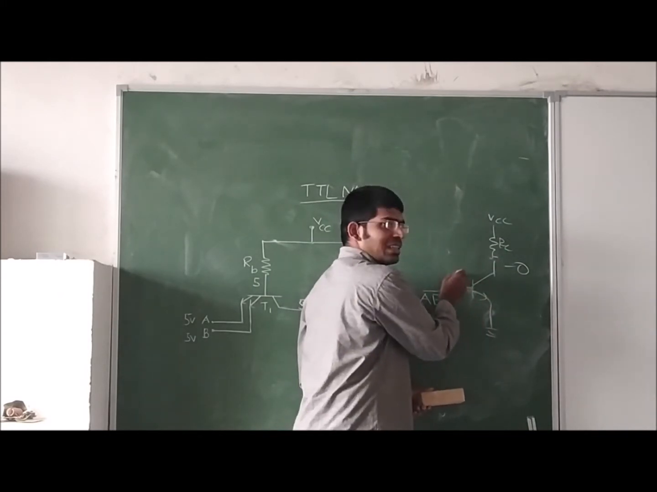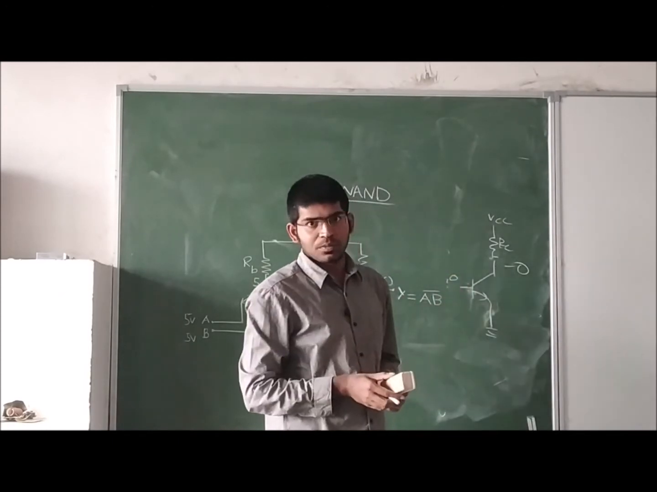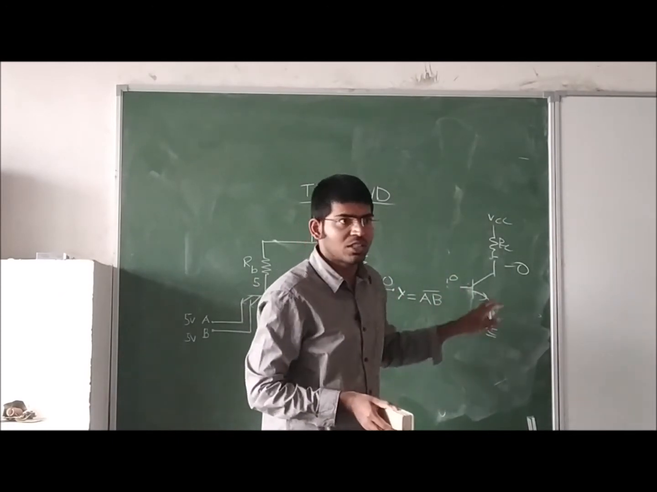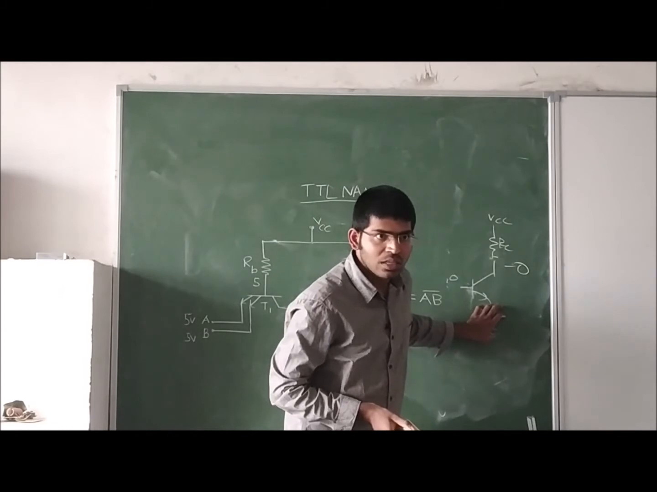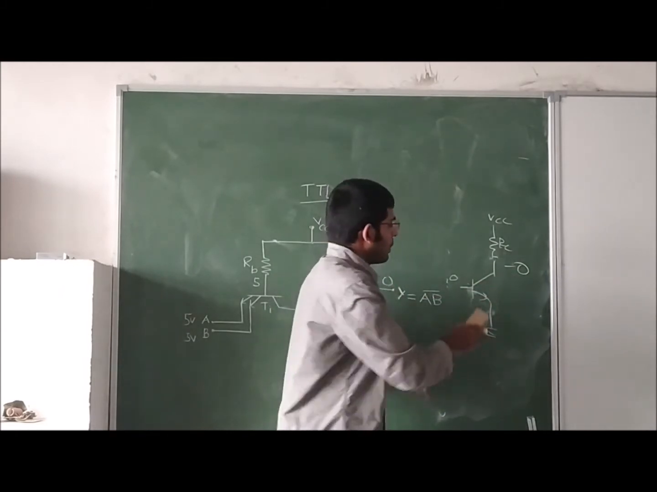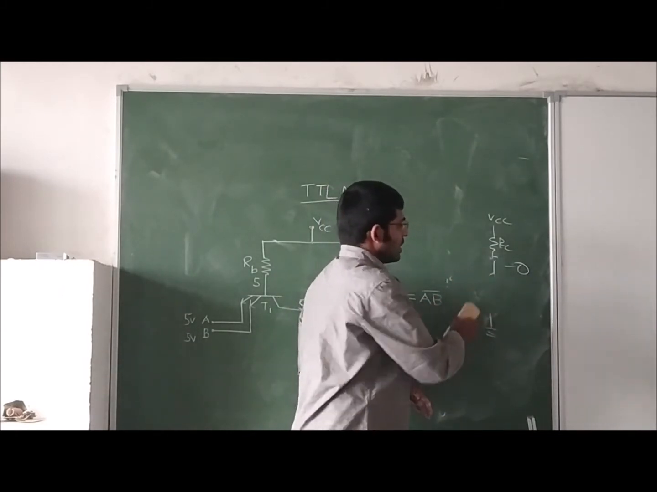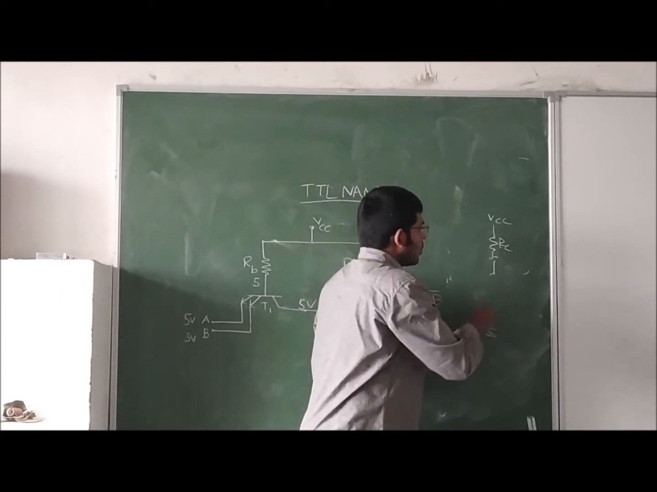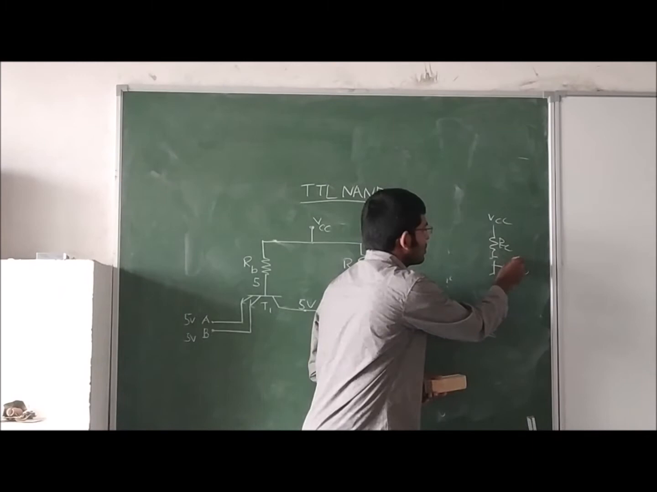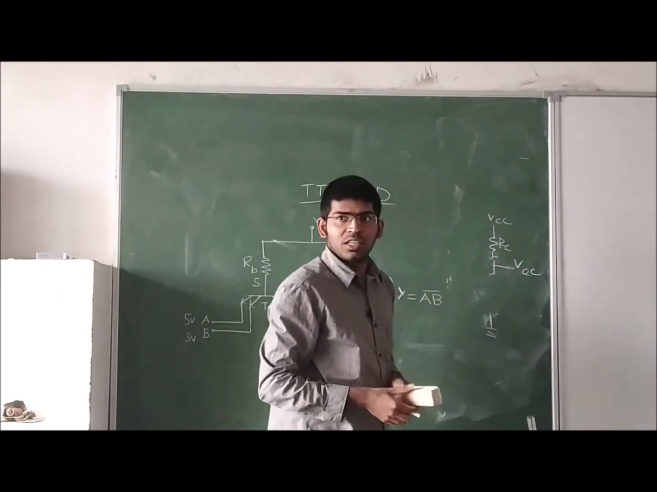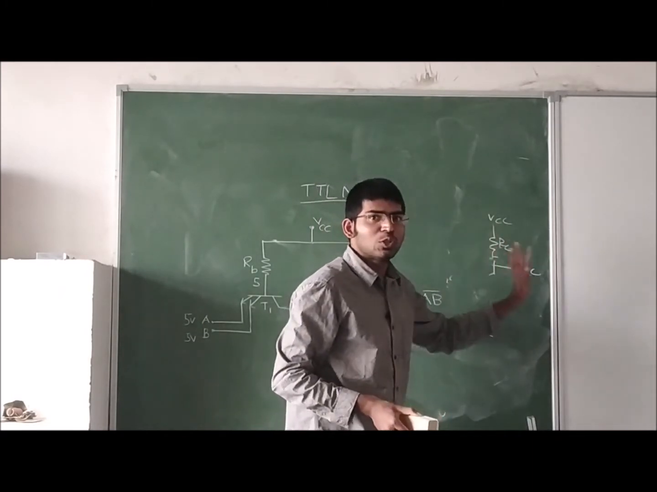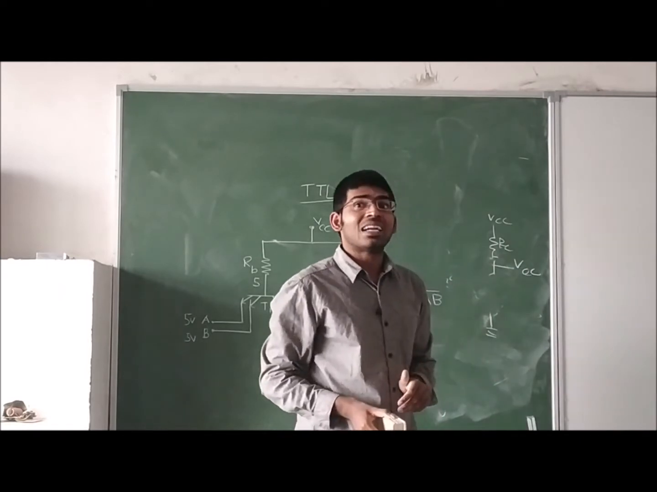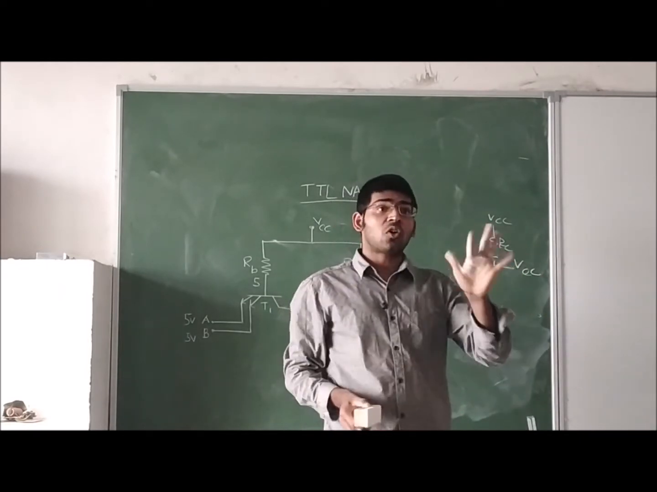Now, the base voltage is 0 volts, for example less than 0.7. Now this transistor is in off condition. Because the transistor is in off condition, there is an open circuit. Now what is the output voltage at the collector? VCC. Why VCC? Because there is no current in the resistor RC, because the circuit is not closed.